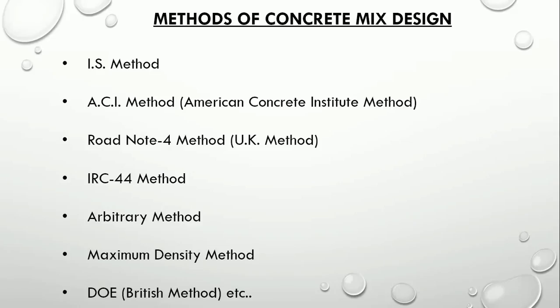Now the methods of concrete mix design. Which are the methods we can use? So first is Indian Standard Method. Second is ACI, meaning American Concrete Institute method. Third one is Road Note 4 method or UK method. Fourth one is IRC 44 method. Then arbitrary method, maximum density method and DOE method or British method we can say. Okay, so these are the methods from which we can do mix design.